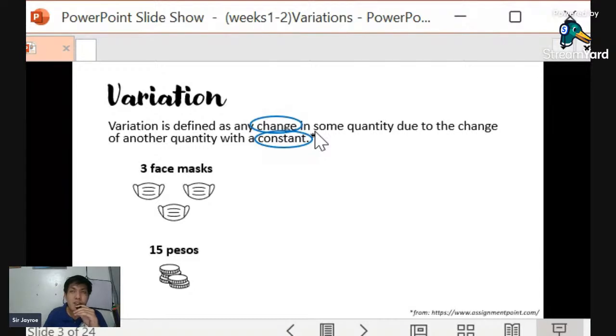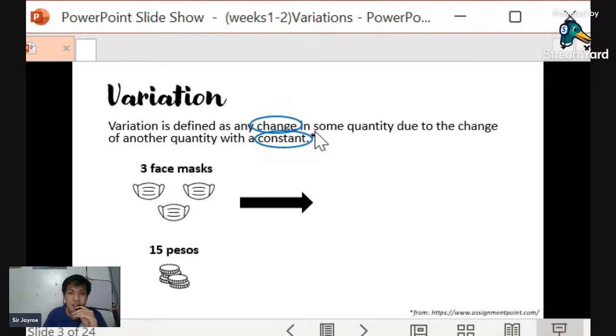Okay? Ngayon, wala pang variation kasi wala pa namang nagbago, no? Sabi nga, pag variation, change. So let's tell that again and again, yung word na change kasi yun yung ating keyword. Now, so three face masks, 15 pesos. Ngayon, gusto mo bumili ng face mask na tatlo and that is 15 pesos.